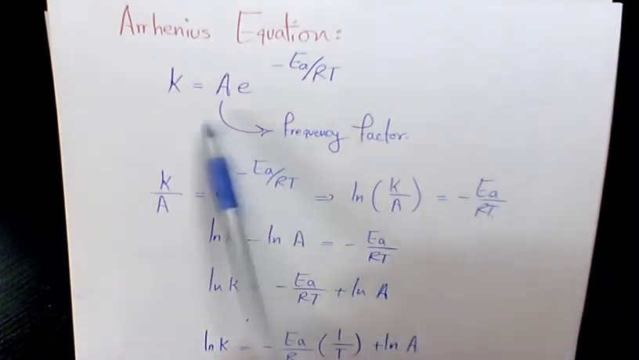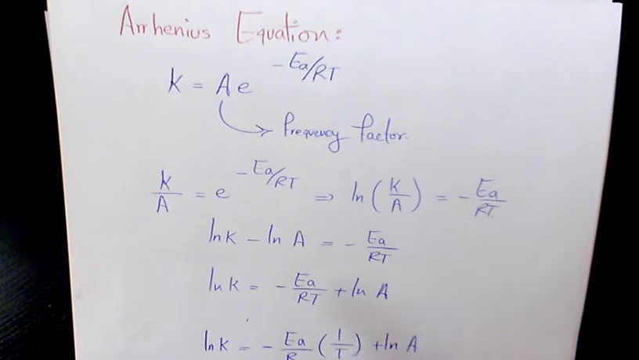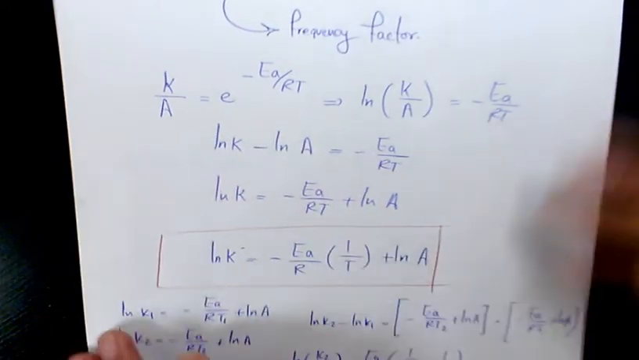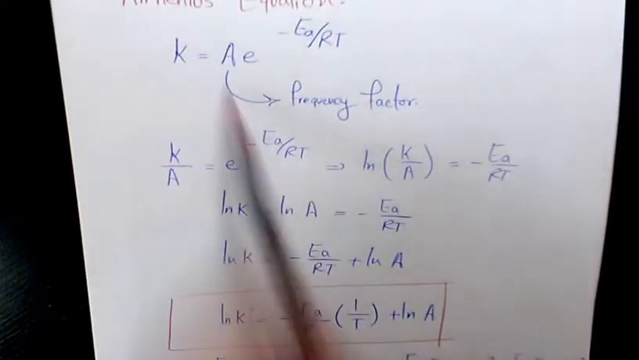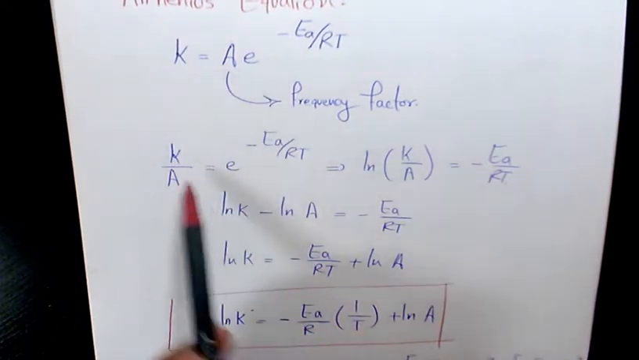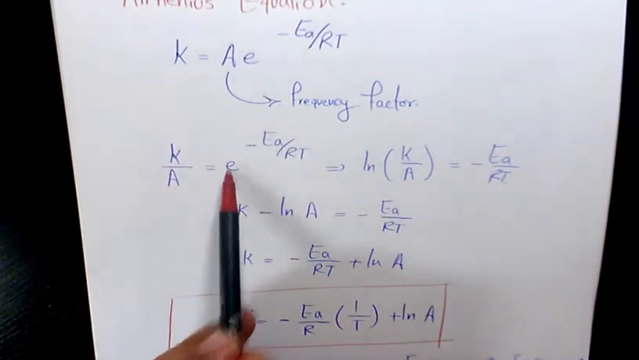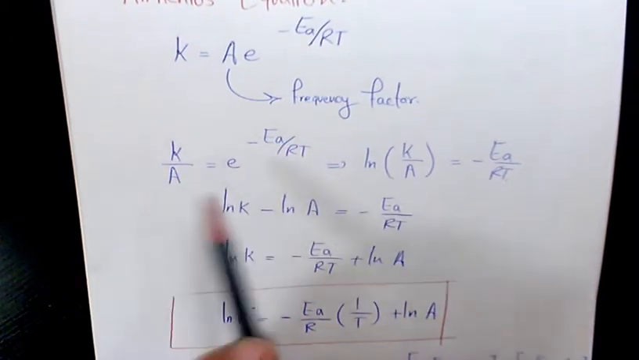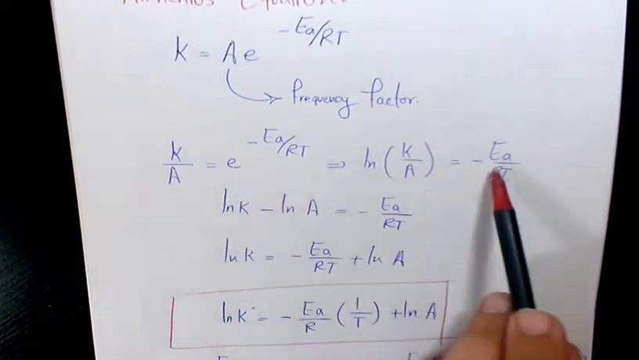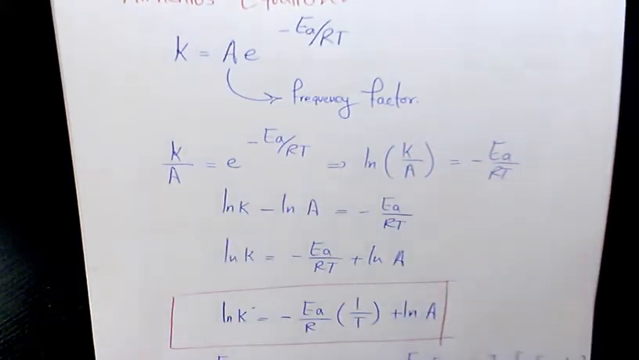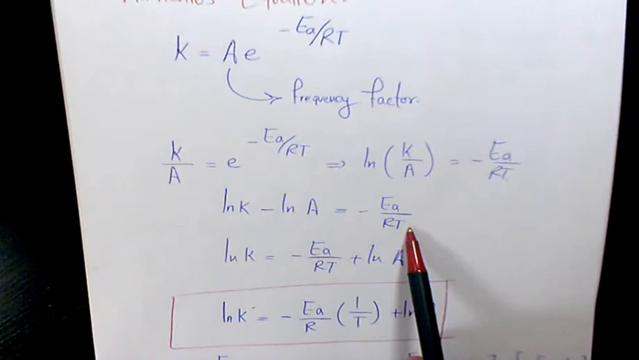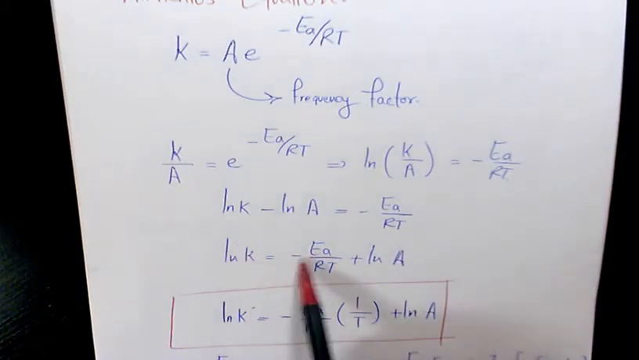We can also show this equation in logarithmic form, which we have in this form here. I'll show you how to get from here to here. We just divide both sides by A, so it's going to be k over A equals e to the power of negative Ea over RT. Then we take ln of both sides, so ln k over A, and ln and e cancel out, giving negative Ea over RT. Then ln k over A is ln k minus ln A equals negative Ea over RT. Then we have ln k equals negative Ea over RT plus ln A.